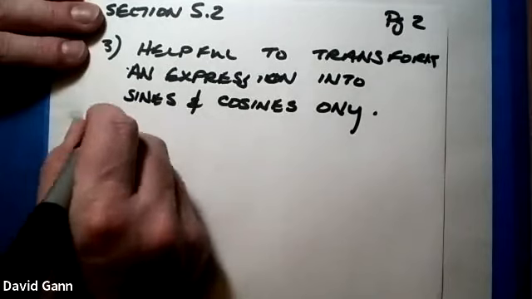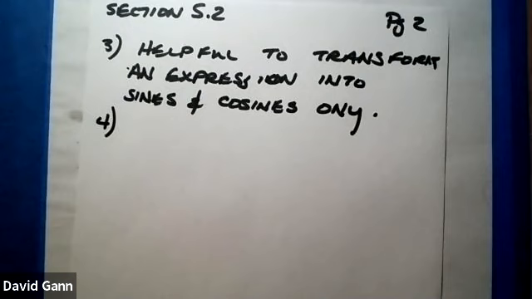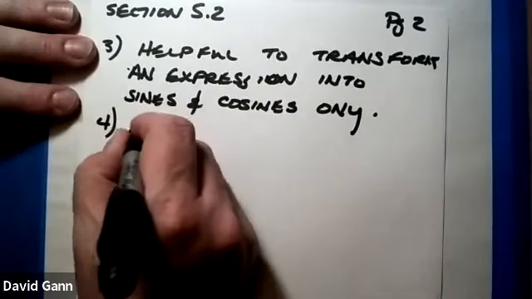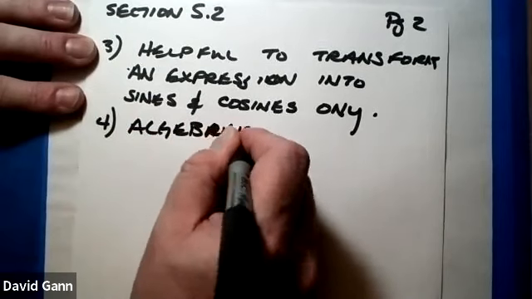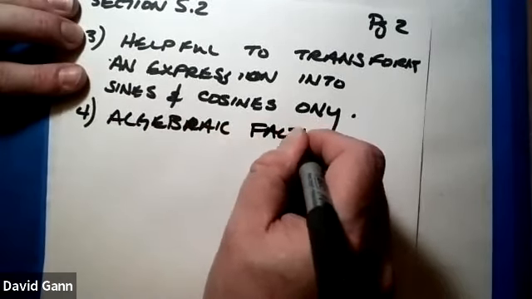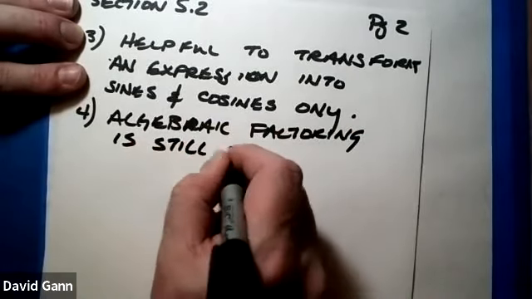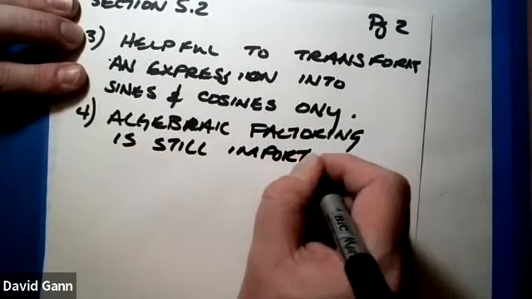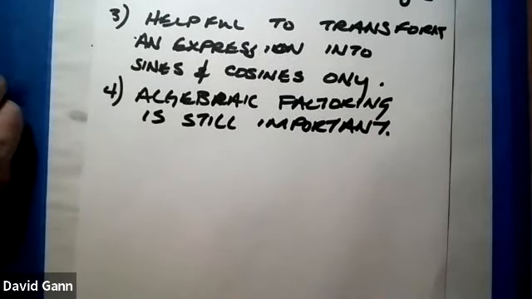Also, I want you to remember many of the problems we have can be simplified by either foiling something out or factoring. So algebraic factoring is pretty critical. So algebraic factoring is still important. And I'm just going to remind you of a couple sort of very important algebraic factors.